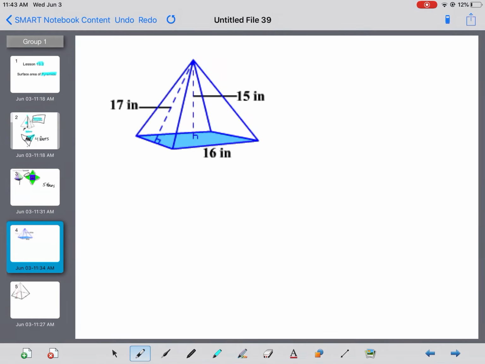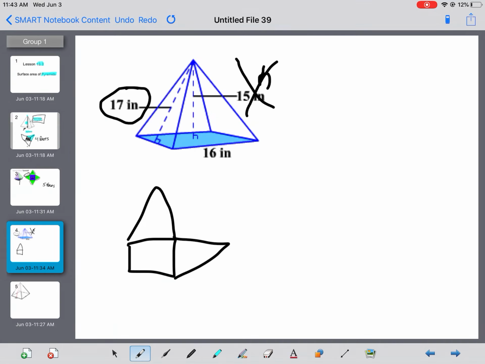Again, what I want you to see is that I have the actual height, which is 15 inches, and then I have the slant height, which is what I want to use. For right now, I don't really care about the real height of the pyramid. So maybe it's helpful for me to draw myself a little net so I can think about what I'm folding up in order to calculate the surface area.